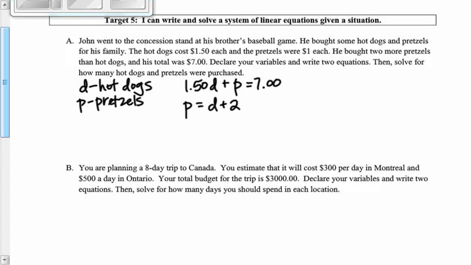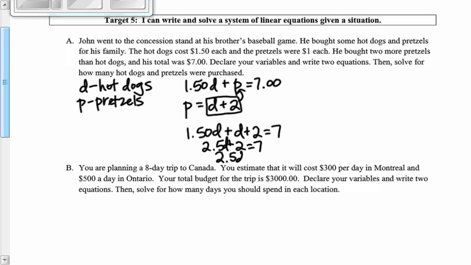Since the second equation says P equals, I'm going to use substitution. I'm going to plug this in for P. So it's 1.50D plus, plugging in for P, D plus 2 equals, I'm just going to say 7 instead of $7. So if I add together the 2 hot dogs, that would be 2.5D plus 2 equals 7. Oops, I lost the D. So 2.5D, subtracting 2, equals 5. If I divide both sides by 2.5, I get D equals 2.